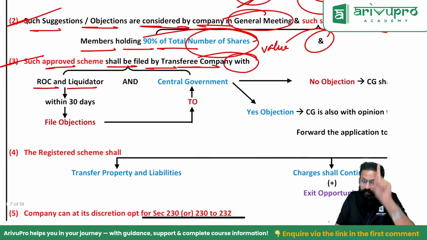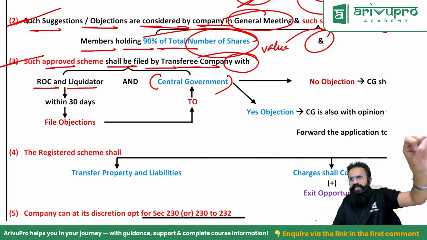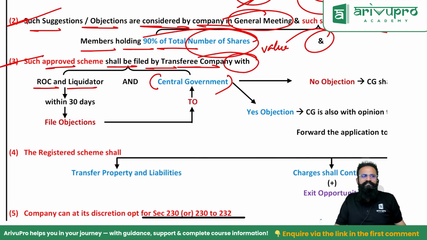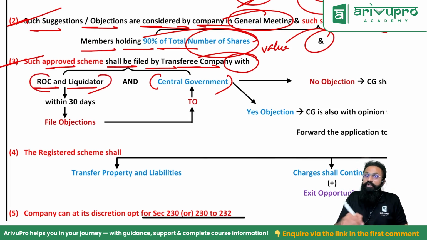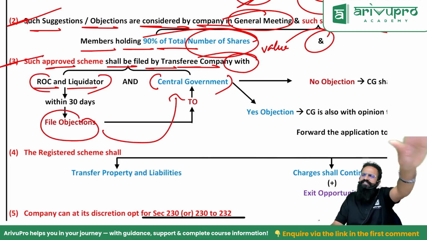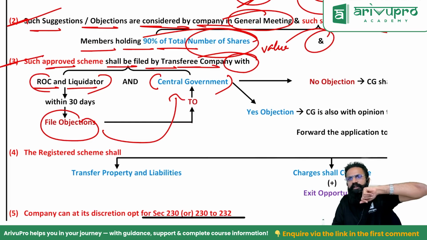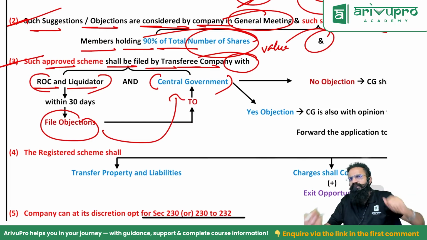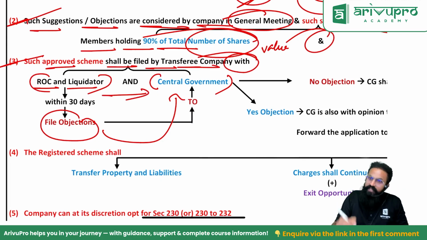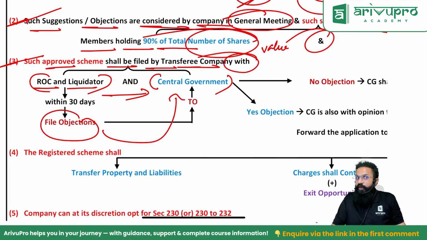And simultaneously, such an approved scheme, we will give to the central government as well. We will give it to ROC and liquidator, and simultaneously we will send it to the central government. Now, what will the central government do? The central government will wait for the ROC and liquidator to file their objections, if any. Sir, we had shared these changes, but the company has not changed it at all. It's a major one. It's a concerning one. So ROC and liquidator can give their opinion to the central government, not to the company. They will give it to the central government. Now, what will the central government do?